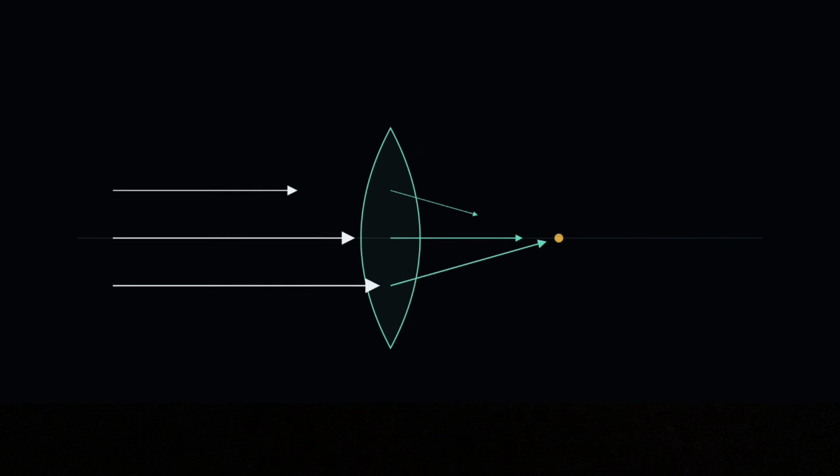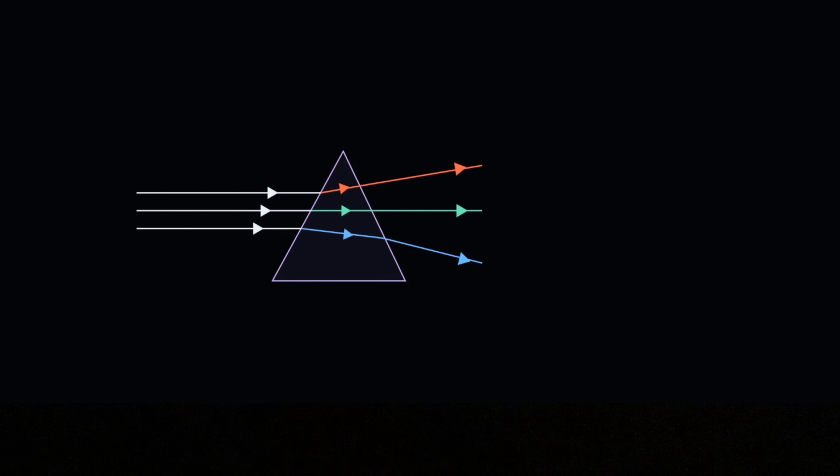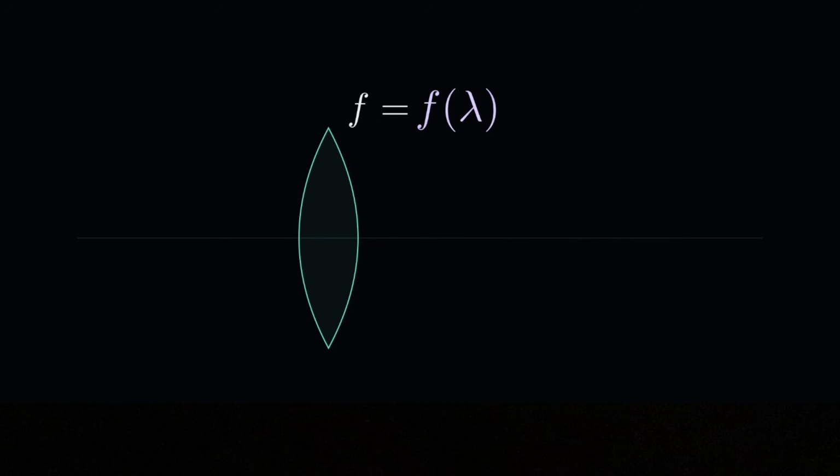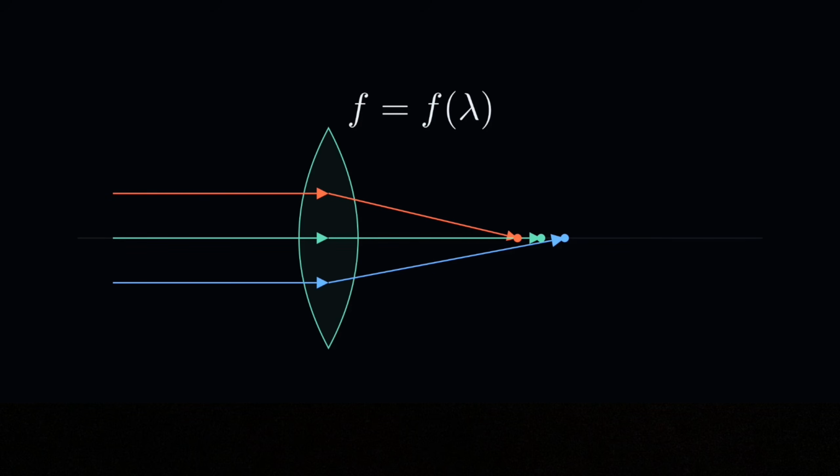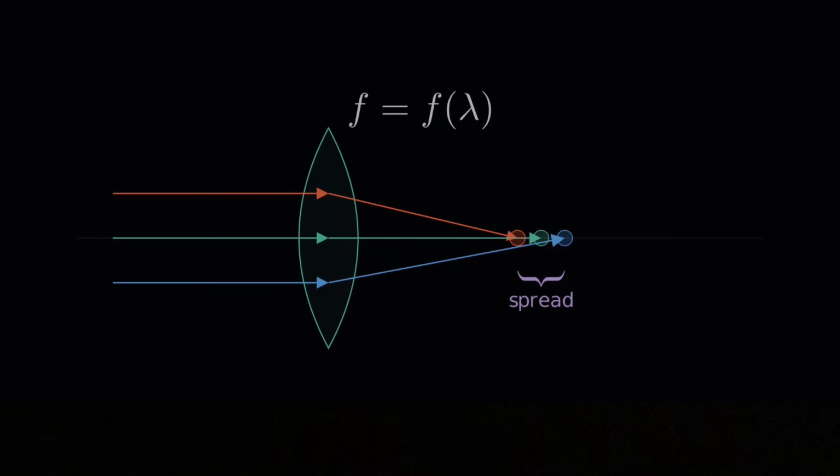So far, we have been pretending that the focal length is just one number, f. But glass does not bend every color of light by the same amount. The index of refraction actually depends on wavelength. Blue light and red light travel through glass differently, so they bend by slightly different amounts. And if the bending depends on wavelength, then the focal length also depends on wavelength. So red light might focus at one distance, blue light might focus at a slightly different distance. Instead of one clean image point, the colors spread out a little. This is called chromatic aberration.